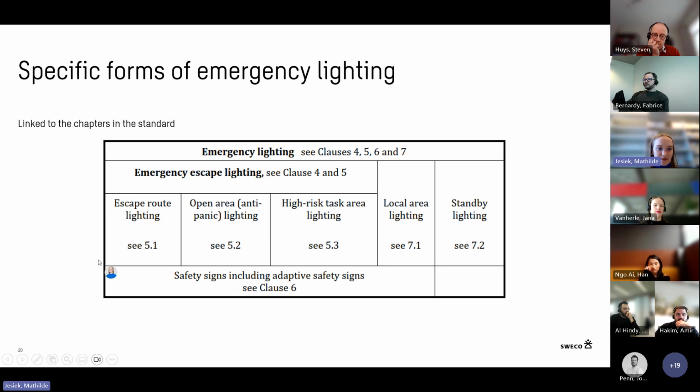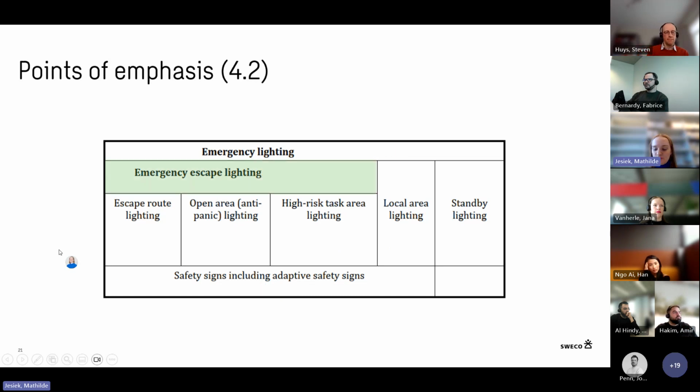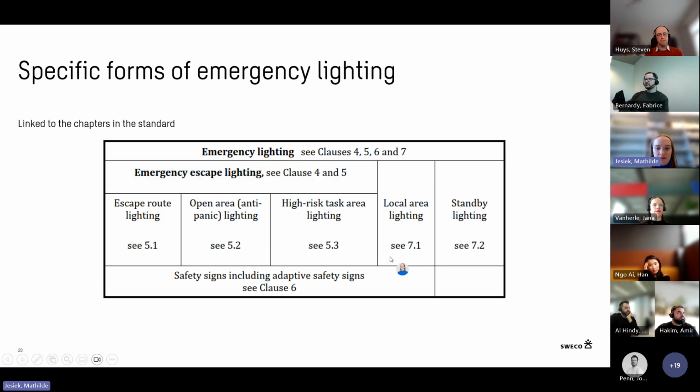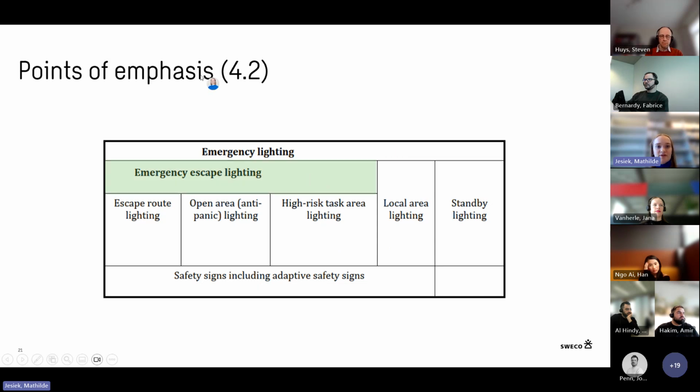Here you see the chapters of the standard as well. We try to put the numbers of the standard also in the presentation, so if you look for something, you can easily find it in the PDF of the standard itself. We'll start with the emergency escape lighting.